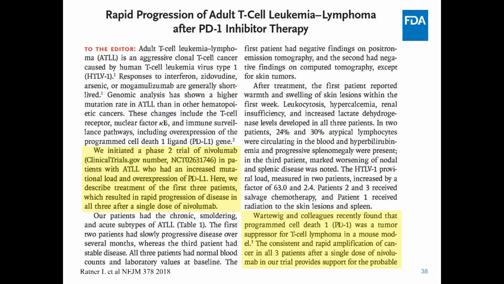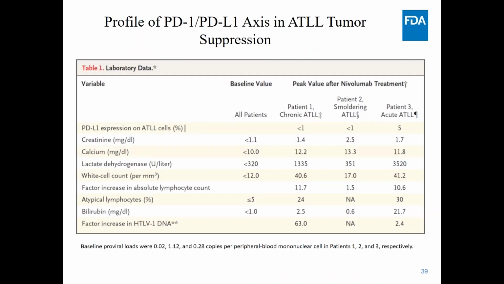Again, what they emphasized was that in mouse studies, it was found that PD-1 was a tumor suppressor, and that the rapid amplification of cancer in their 3 patients after a single dose mimicked what was seen. And you can look and see here that you get an enormous increase in HTLV1, the initiator of this tumor, in patients following the single dose of PD-1 blockade.